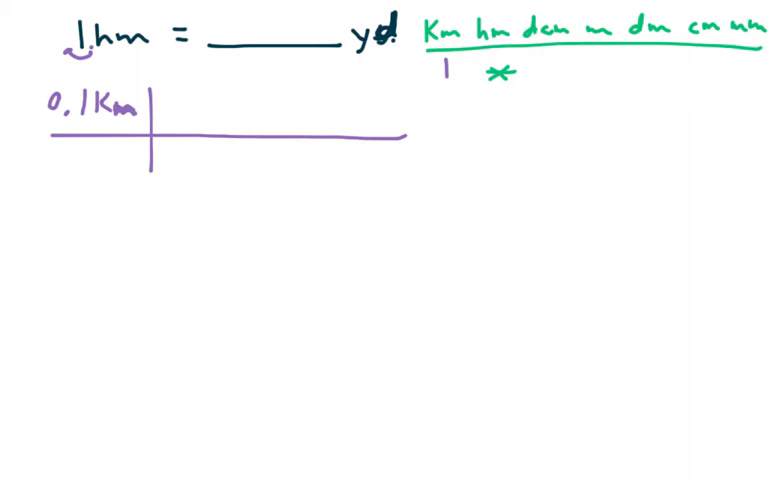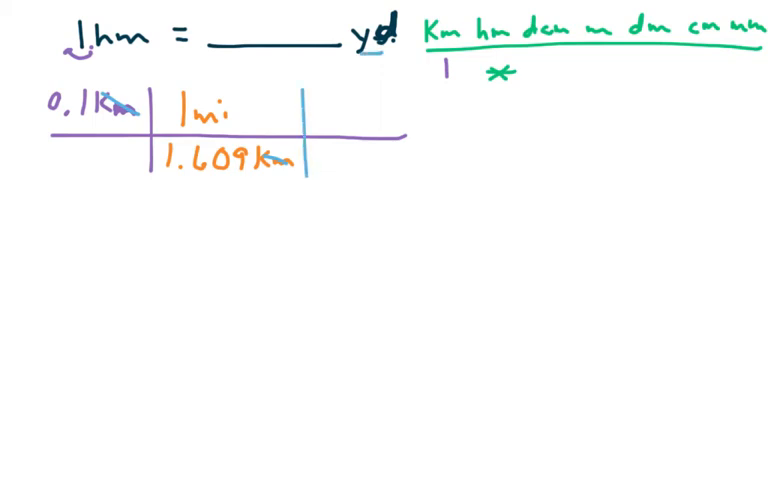Now the conversion was 1 mile is equal to 1.609 kilometers. I need kilometers on the bottom to be able to cancel with the kilometers on top. So I have 1.609 kilometers is equal to 1 mile. Again, the kilometers on top will cancel with the kilometers on the bottom. So now the unit that I have is miles.